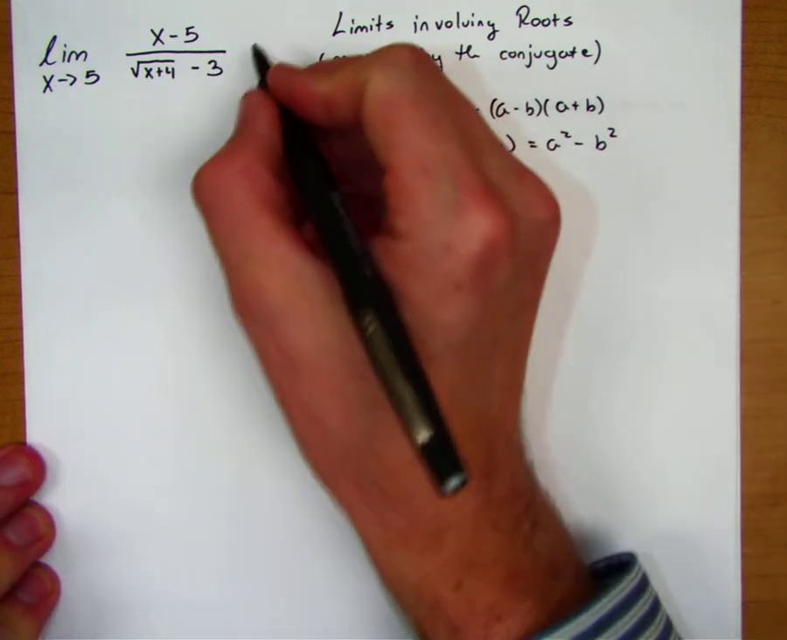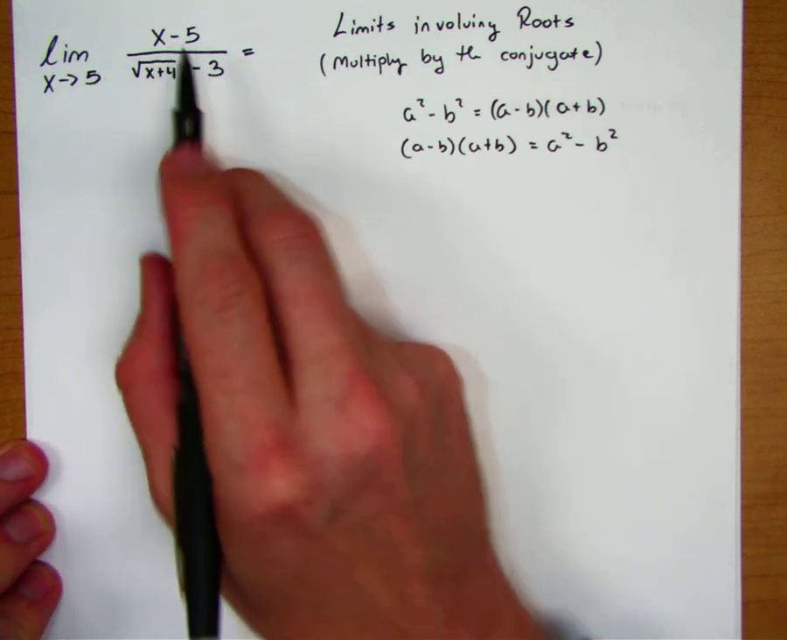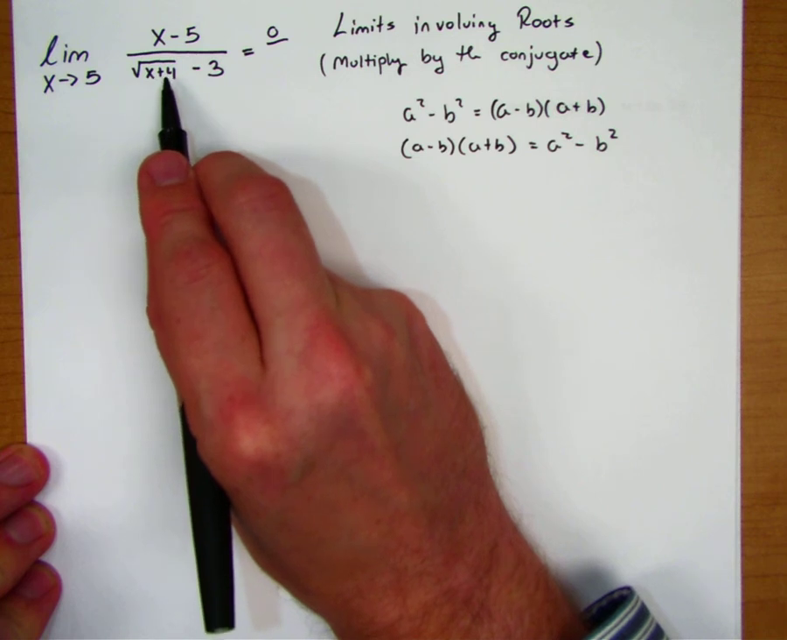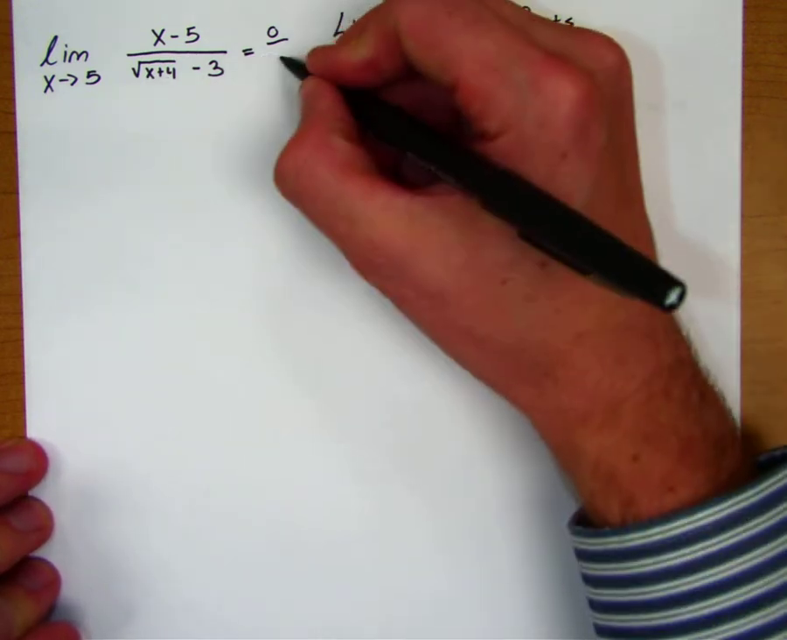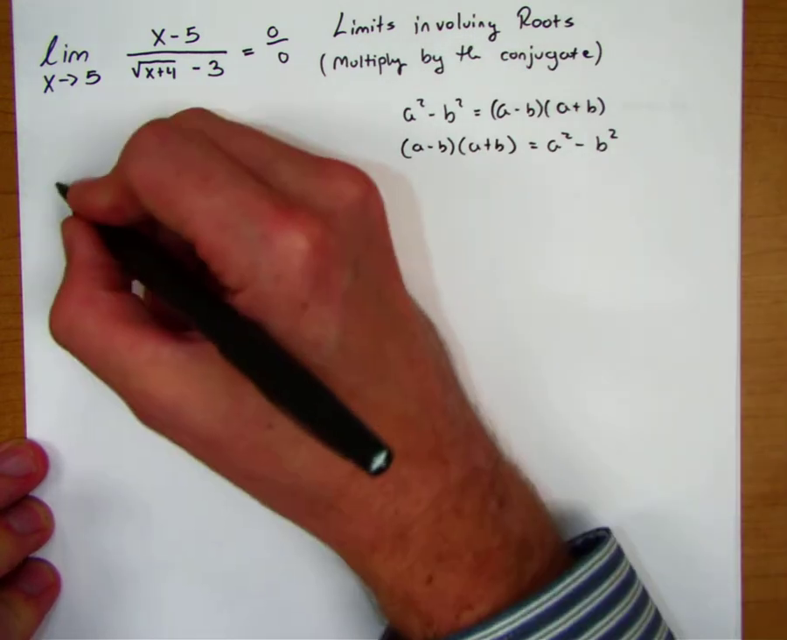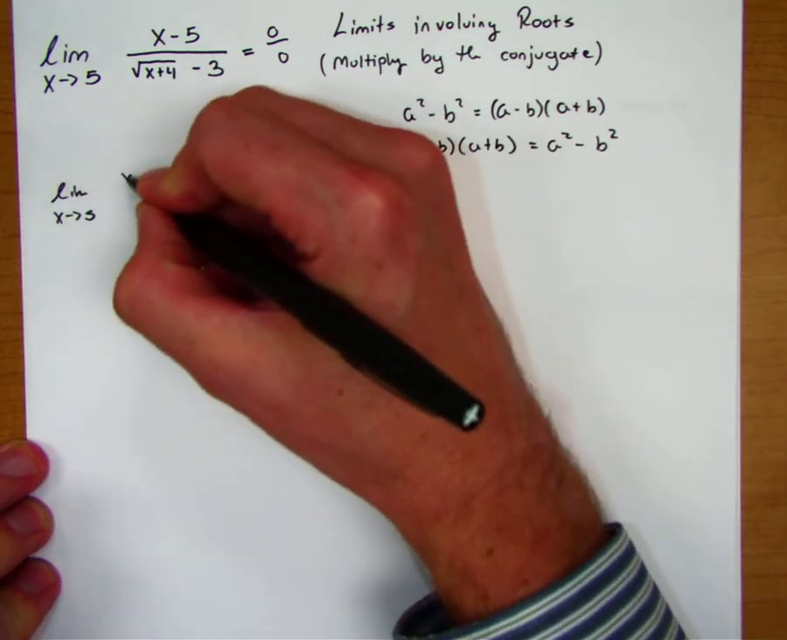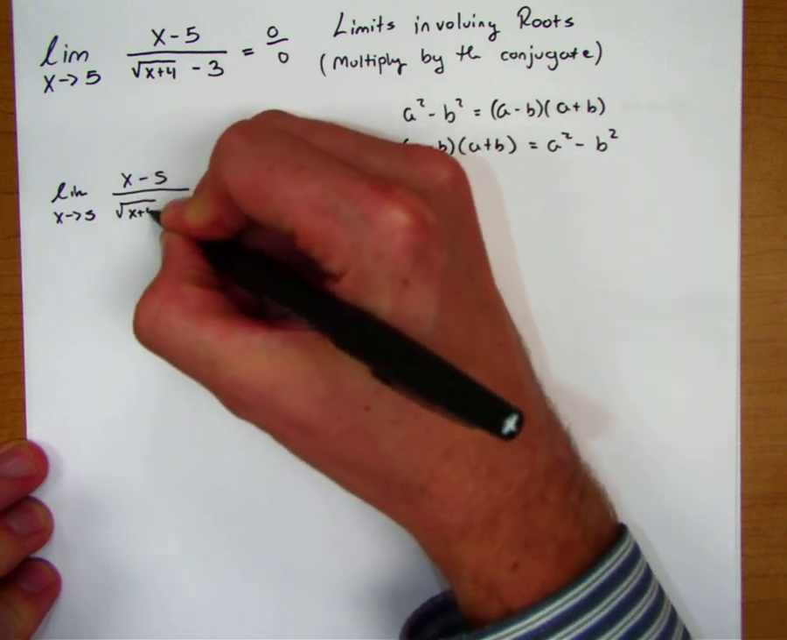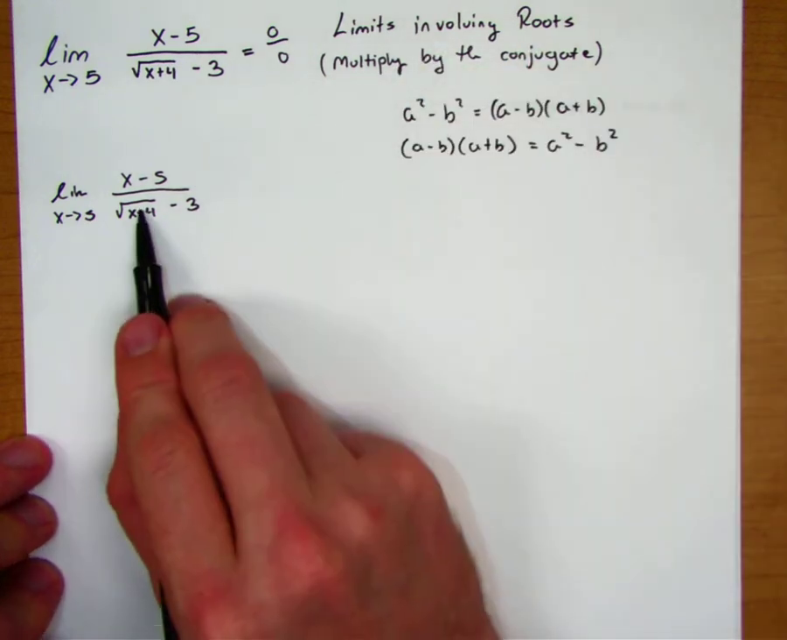So here we do need to go ahead and check plugging in 5. Well, obviously x minus 5, 5 minus 5 in the numerator is going to be 0. In the denominator, 5 plus 4 is 9. The square root of 9 is 3. And 3 minus 3 gives me 0. So I've got limit x goes to 5 of x minus 5 over the square root of x plus 4 minus 3.